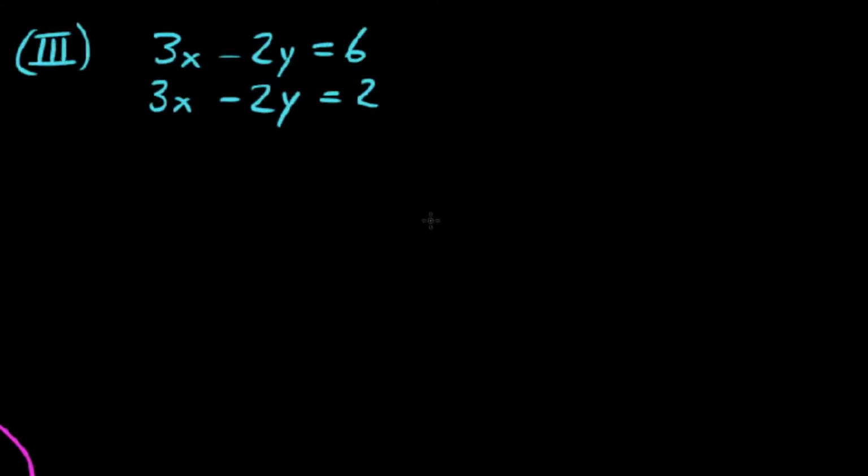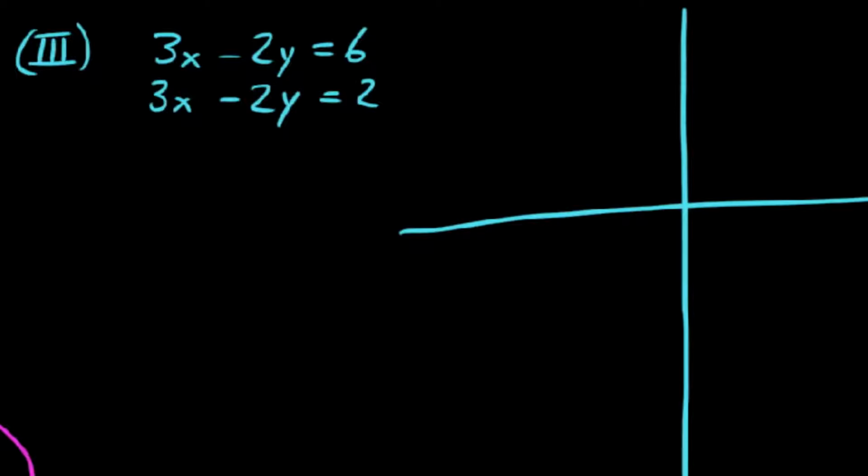We say we want to solve this by graphing, so we're going to graph both of these and find out, well, what are the points that both equations have in common? What are the solution points that they both have? Where do they run into each other, essentially? So we say, okay, so 3x minus 2y equals 6.